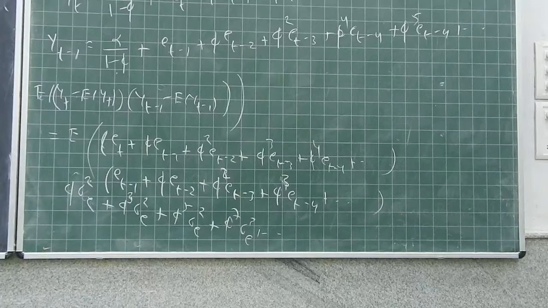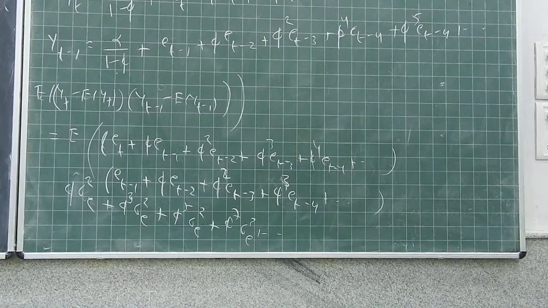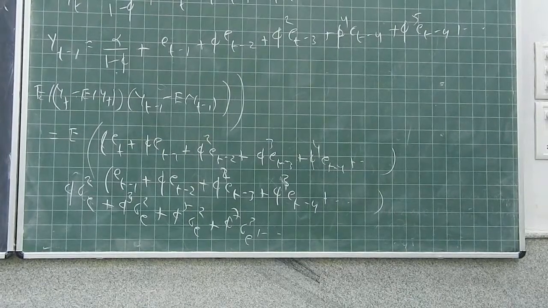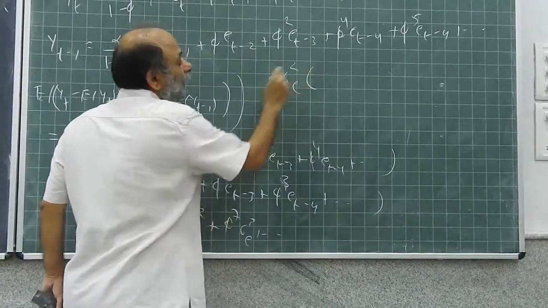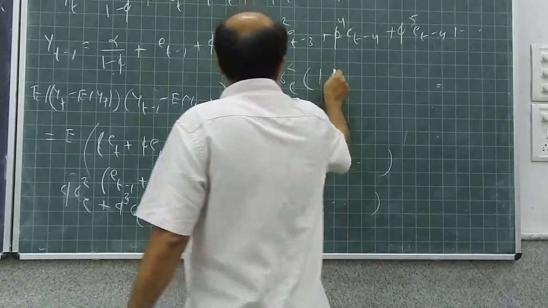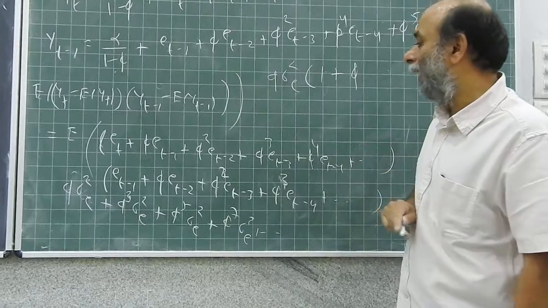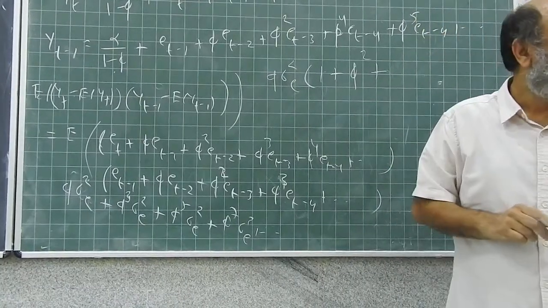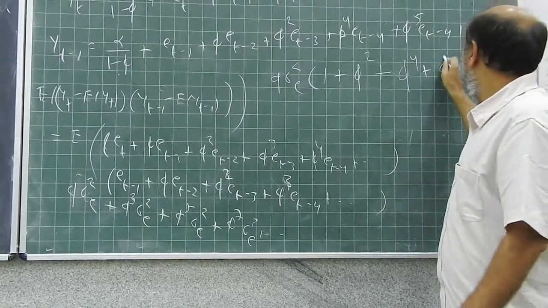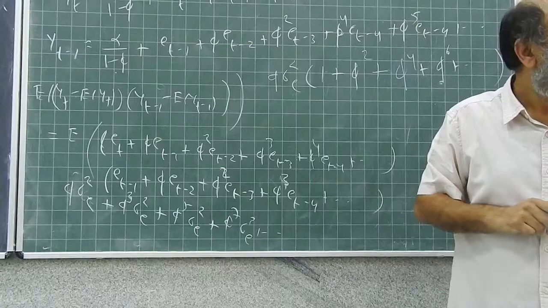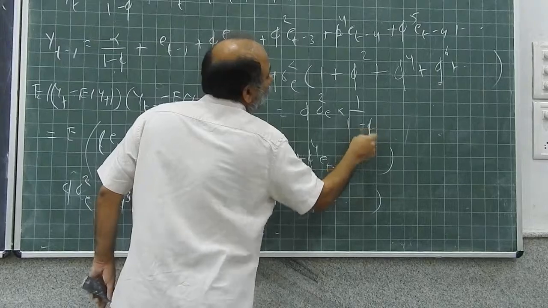Sure? See, if I take 5 sigma square e out common from this sum, what will I get? So, if I take 5 sigma square e out common, I get 1, right? Plus what will I get? 5 square, right? Plus what will I get? 5 raised to 4 plus 5 raised to 6 and so on, right? Which is equal to what? Which is 5 sigma square into 1 upon 1 minus 5 square.